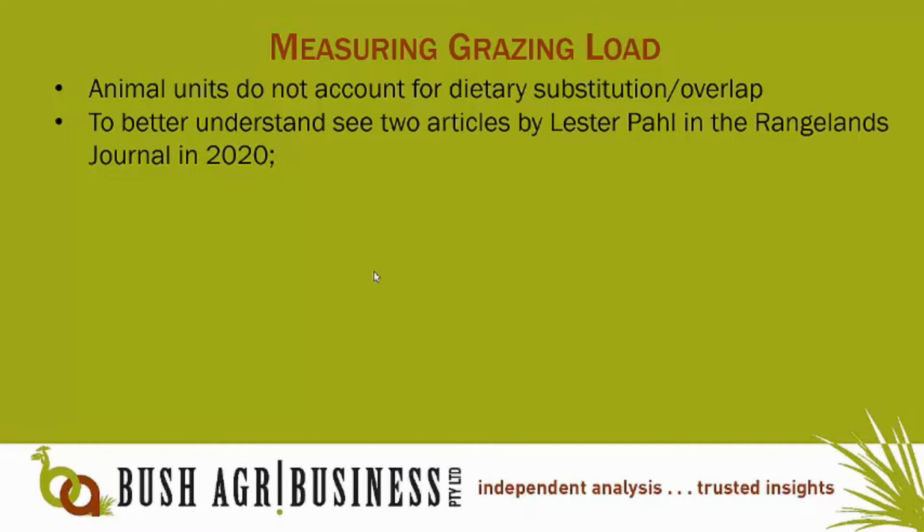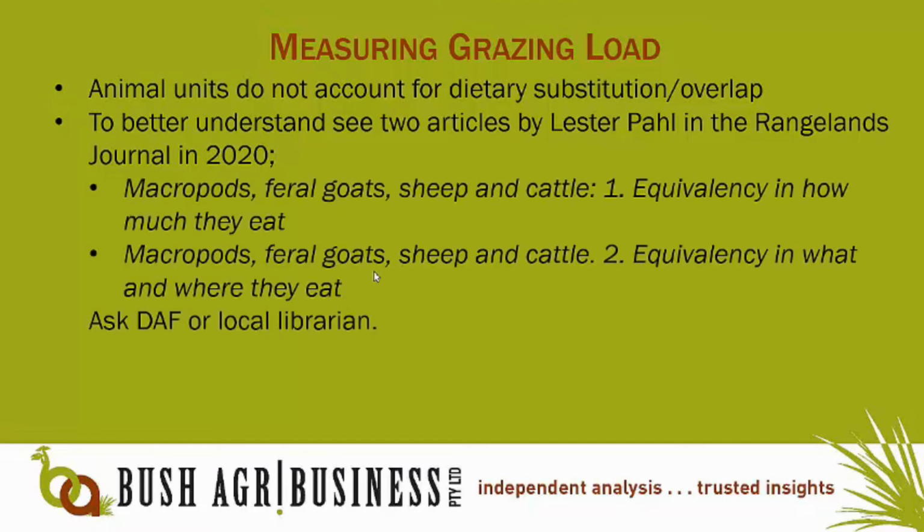To understand that dietary overlap, substitution for sheep, goats, cattle and roos, Lester Paul from QDAF did a couple of what I think were quite good articles in the Rangeland Journal in 2020 on macropods, goats, sheep and cattle, equivalency in how much they eat and equivalency in where they're eating. Heavy going, but a lot of good content in there, so ask someone from QDAF, the local librarian, they'll be able to help you track them down.